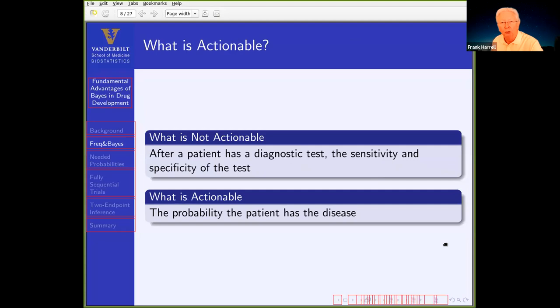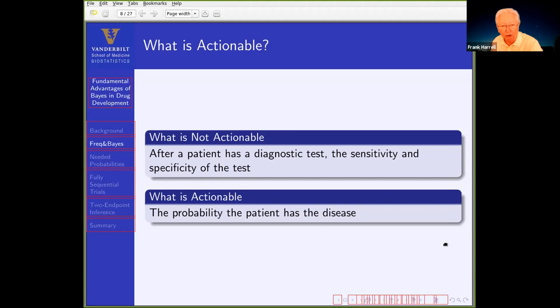So I want to turn back to actionability. What is non-actionable is sensitivity and specificity. That tells you in a very limited way about test characteristics, although it secretly has a lot to do with patient characteristics. That's not actionable, because once you know the test, you already know it's positive or negative. What's actionable is the probability the patient has the disease, and that's what Bayes is trying to do with efficacy.